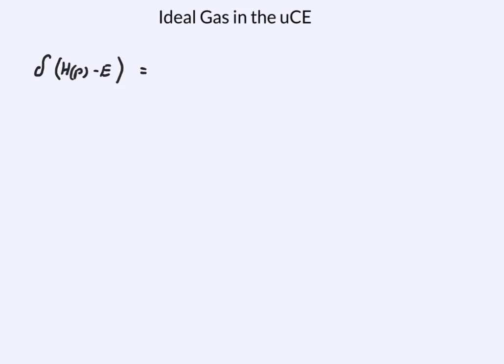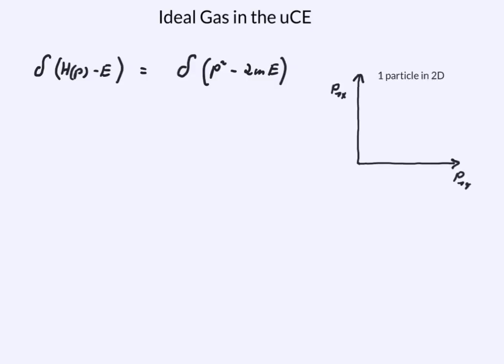Now let's rewrite the delta function that we obtained, and we get that it is equal to a delta function of p squared minus 2mE. In order to understand what this is, it's helpful to consider a particle, just one particle, in a 2D space. In this case, the delta function only gives a value if p_x squared plus p_y squared is equal to 2mE. This is describing a circle in this two-dimensional phase space of that one particle.